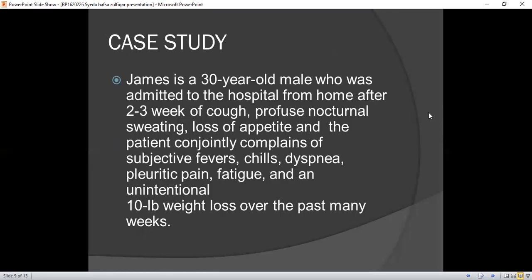Now the case study related to the tuberculosis, in which we give the combination of the drug to treat the patient. James is a 30-year-old male who was admitted to the hospital from home after 2 to 3 weeks of cough, nocturnal sweating, loss of appetite, and the patient conjointly complains of the subjective fevers, chill, dyspnea, pain, fatigue, and unintentional 10 pounds weight loss over the past many weeks.